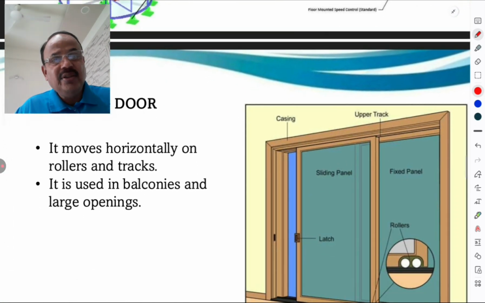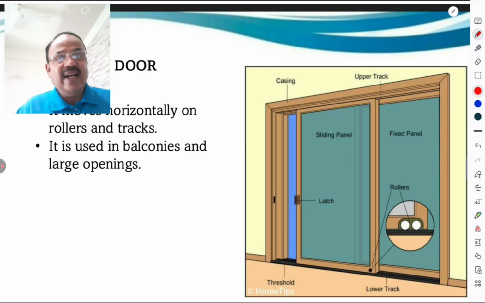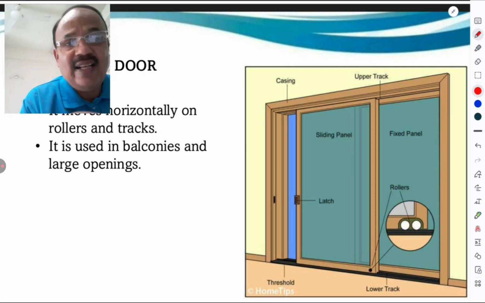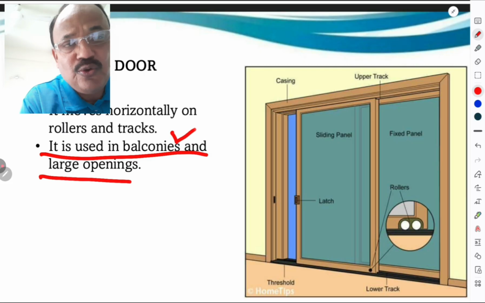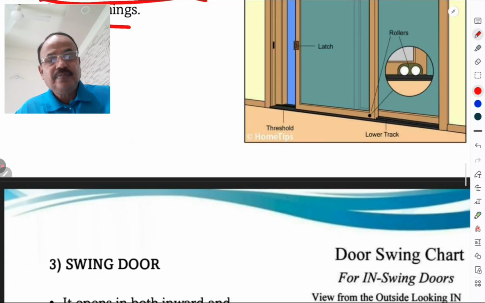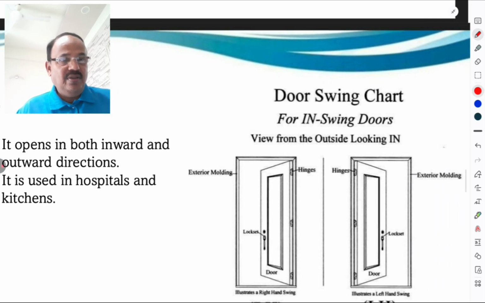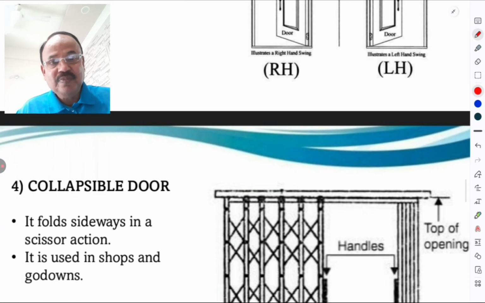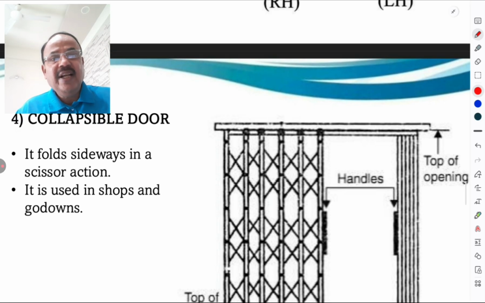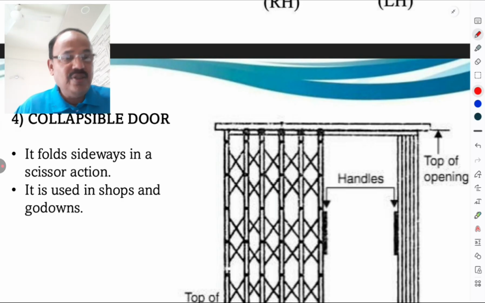Then sliding door. It moves horizontally on rollers and tracks. It is used in balconies and large openings. It is very important. It is used in balconies, sliding door. Then swing door. Swing door means it opens in both inward and outward direction. It is used in hospitals and kitchens. A door may swing inside, door may swing outside, door may swing on both sides also. Then collapsible door. It folds sideways in a scissor action. It is used in the shops and godowns.